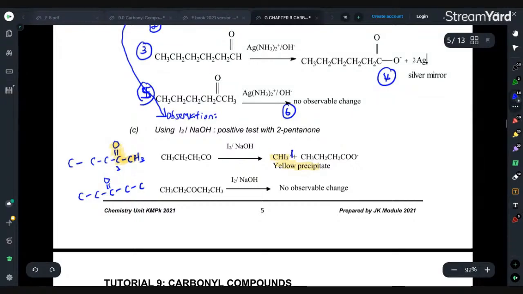Triiodomethane. You can show a downwards arrow showing that this is a yellow precipitate. You just copy everything: CH3, CH2, CH2, C double bond O, and then O negative, plus CHI3. CHI3 is triiodomethane, which is a yellow precipitate. For this one, cannot. So no observable change, and the observation is no yellow precipitate forms.